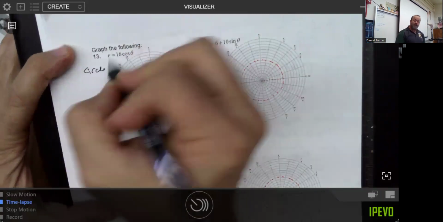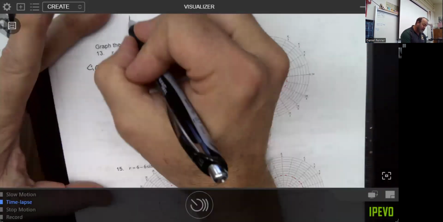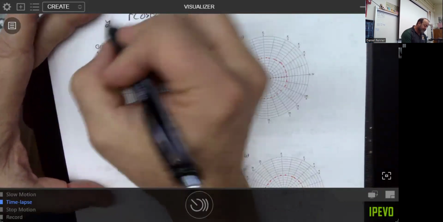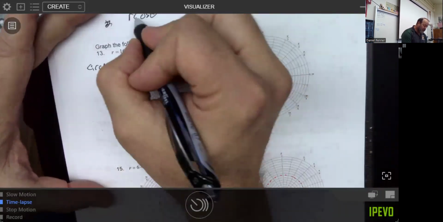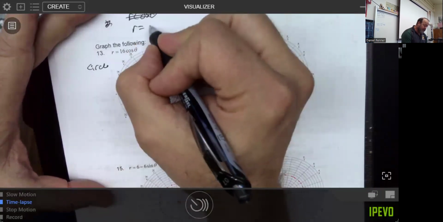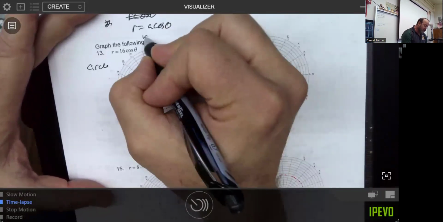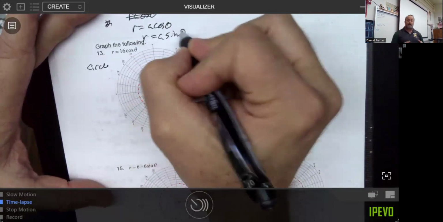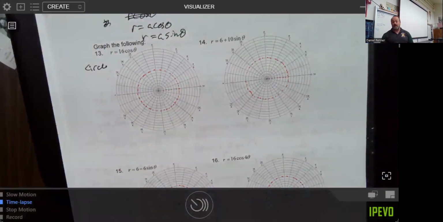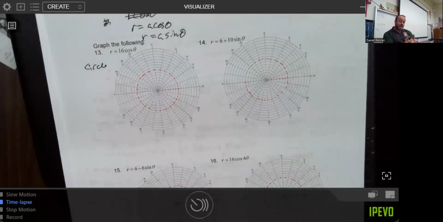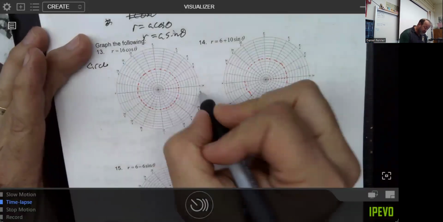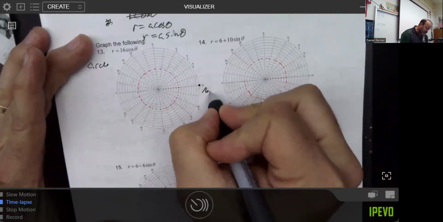Again, anytime you have an r equals something like a cosine theta or r equals a sine theta, it's going to be a circle, and a is the diameter of that circle. If a is positive, it's either going to go up or to the right, and if a is negative, it's down or to the left. This is a cosine, so it's going to have x-axis symmetry, and that symmetry is going to push to the right. Its diameter is 16.